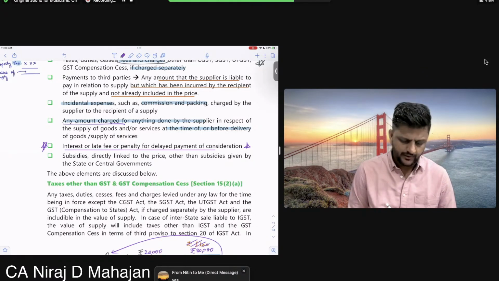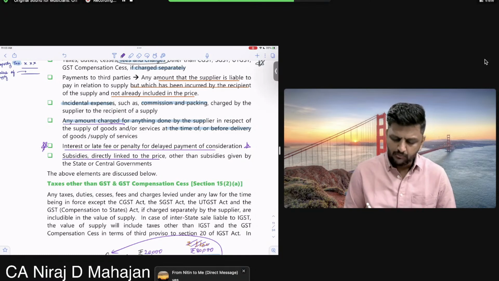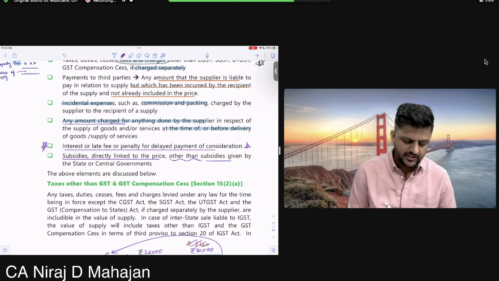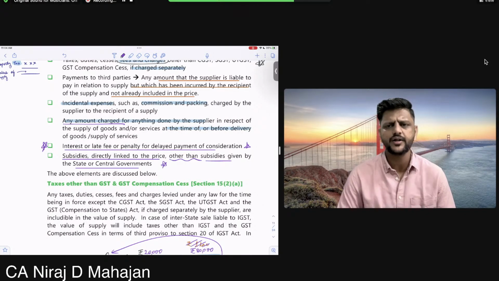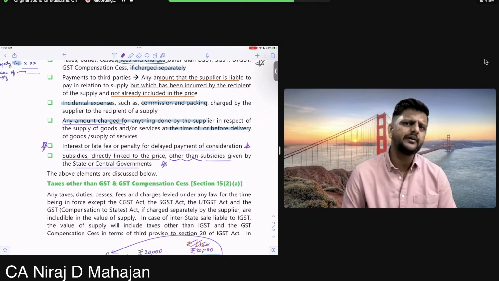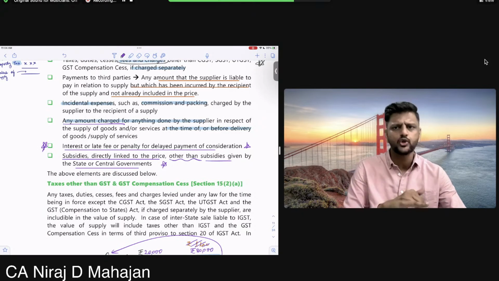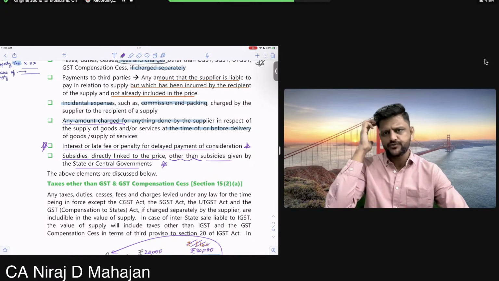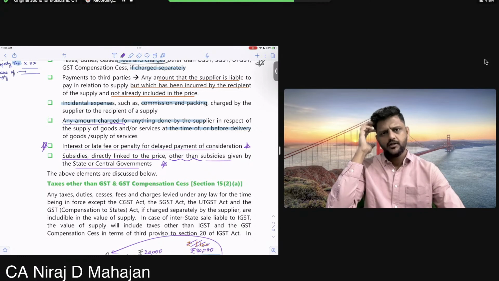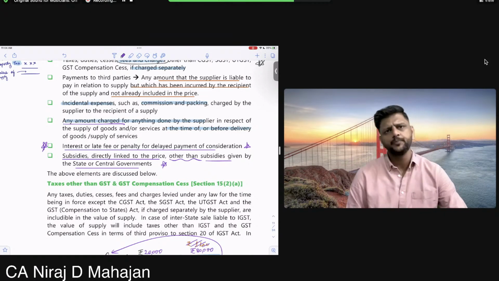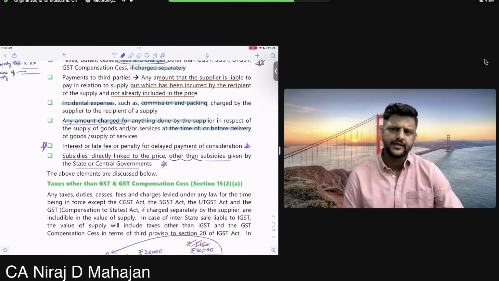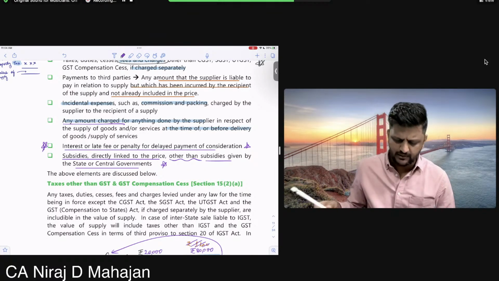Subsidies directly linked to the price, but other than subsidies given by state or central government. This is part of consideration, or we had covered that in consideration, I think. If government gives you subsidies, that time we exclude. We don't add it in the value of supply. Okay? But if anybody else has given subsidies, it is part of the supply. I'll give you an example. Ready?